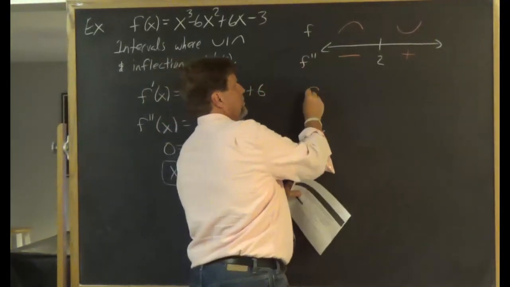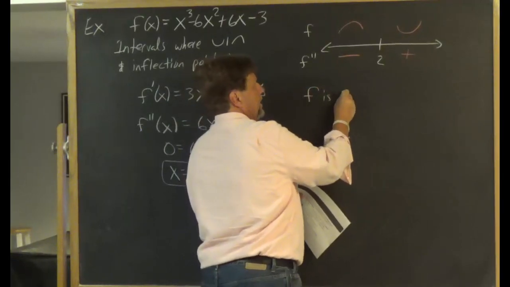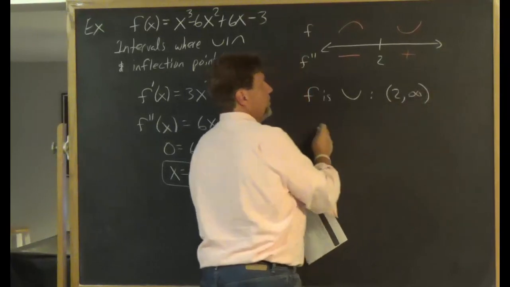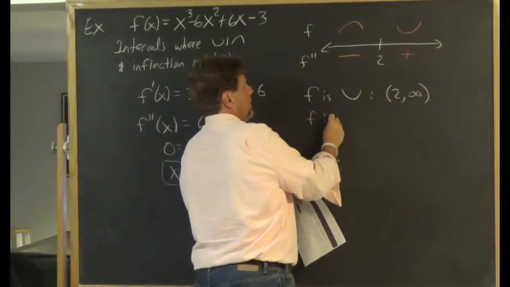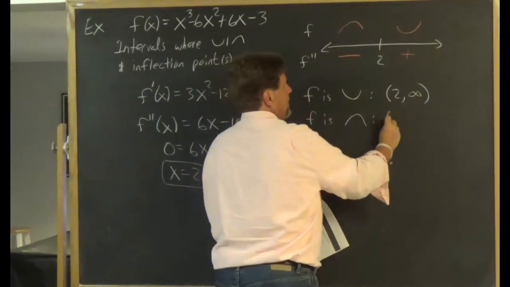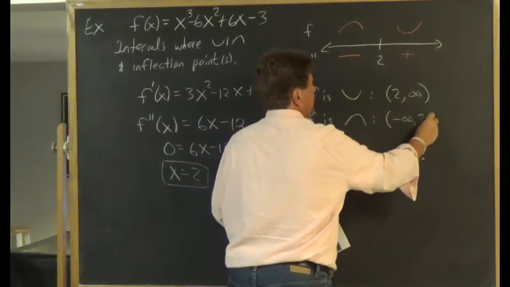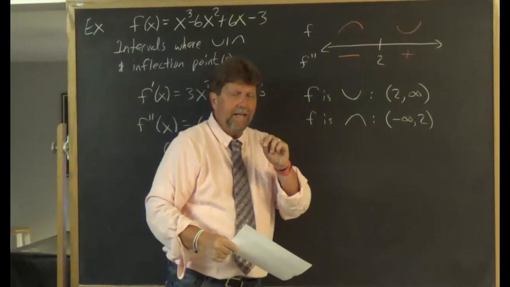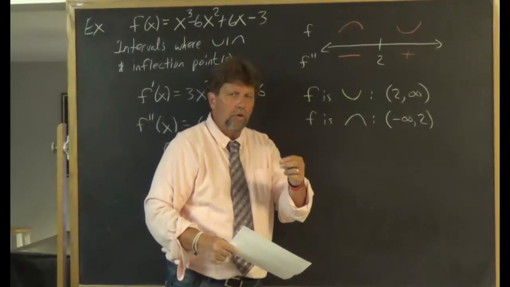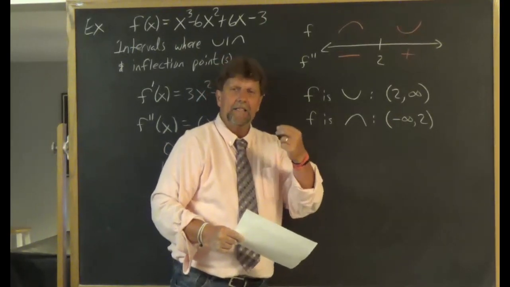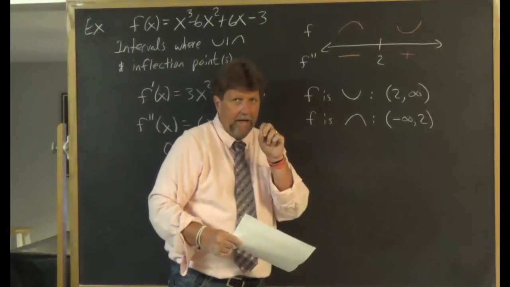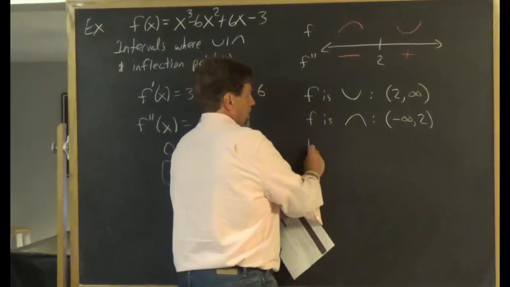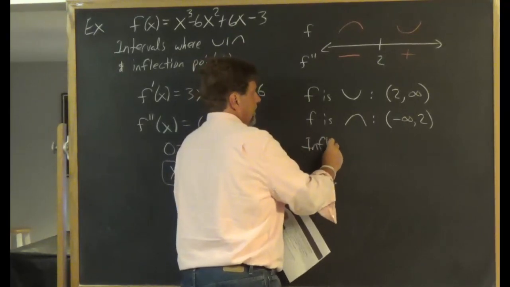So to answer the questions, the function is concave up on the interval 2 to infinity. The function is concave down on the interval negative infinity to 2. So the graph switches concavity at x equals 2. That means it has an inflection point at an x value of 2, but it's a point, so we need to know the y coordinate. So it has an inflection point.